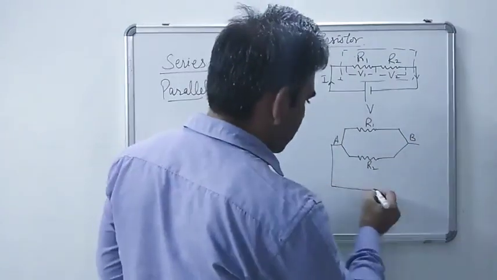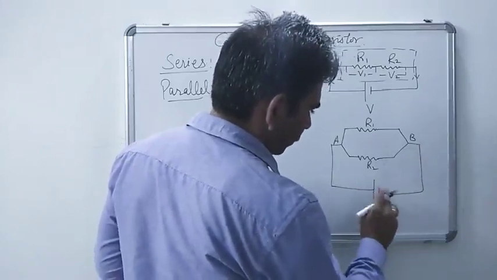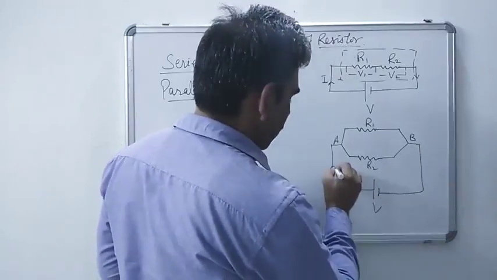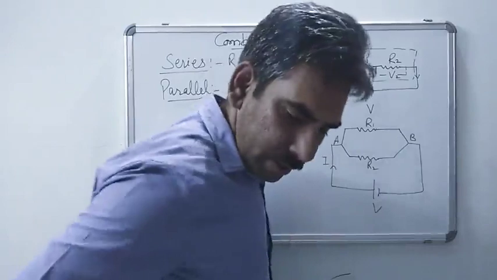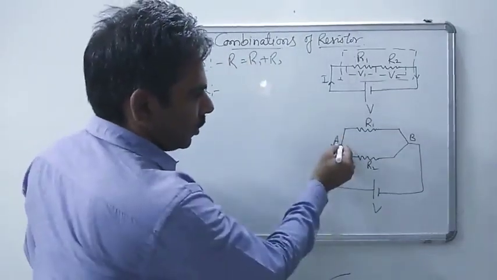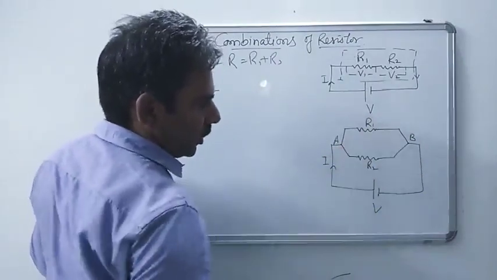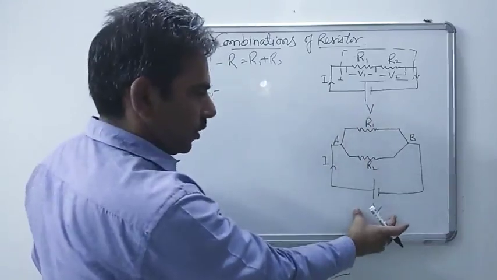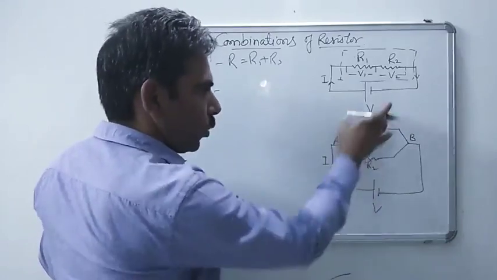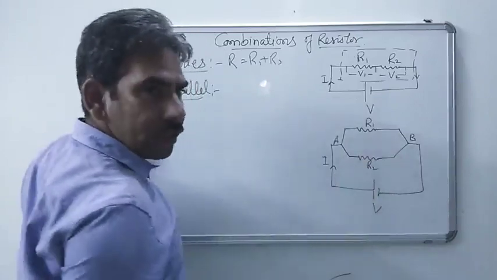Suppose that we have applied some potential of V volt as we did in the earlier case, so that some amount of current I is flowing through the circuit. Now because the two resistors R1, R2 are connected across the same two points, both of these resistors have the same value of potential. So the potential across A and B is nothing but V. So both have the same potential V. Across R1 it is V and across R2 it is also V.